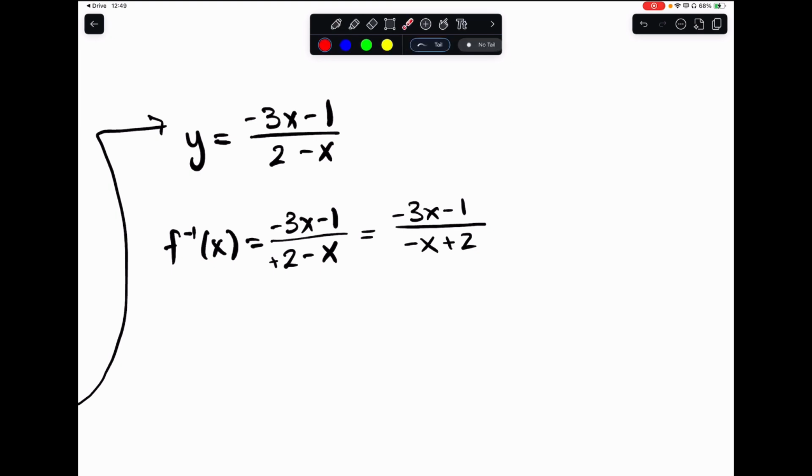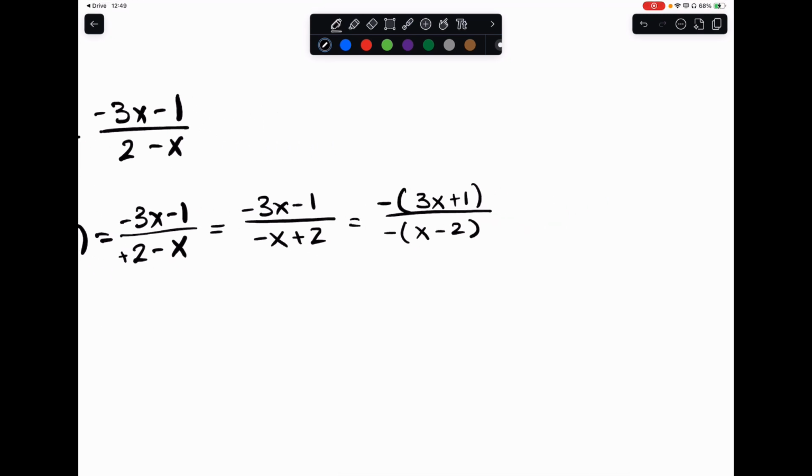Now you'll notice that I have a negative and a negative down there. Not a usual nicely way of having those. This can be simplified also. So if I factor out a negative from the top, this becomes 3x plus 1. And if I factor out the negative from the bottom, this becomes x minus 2. So this is another possible way of writing this, and then simplifying the negative sign. So if I reduce and divide the negative signs out, this is going to become 3x plus 1 over x minus 2. So this is another acceptable way.